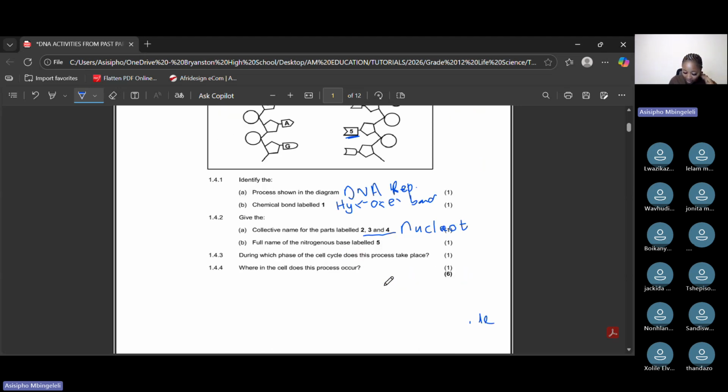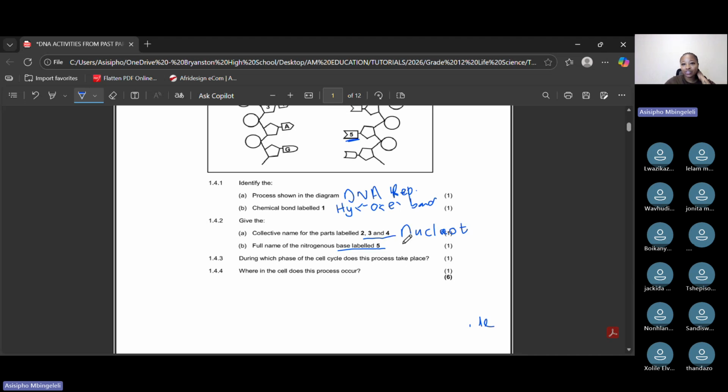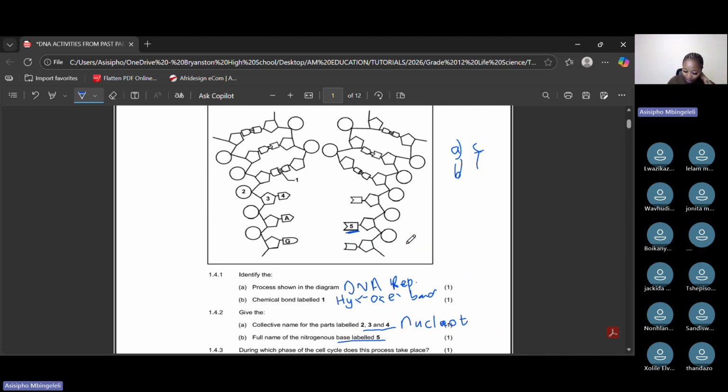So the full name of the nitrogenous base labeled 5 is thymine. And remember, for this one, you have to write the full name because that's what they've asked. I'm not sure how we confuse this with C, because if you are looking at the strands here, this would be your template strand and this would be your template strand. Now, if you are looking at these bases from the bottom, there is a G and a G is paired with this base. And then there is an A and A will be paired with this one, which will be T, which is thymine. So I think maybe there was just a mistake here in looking at the bases.